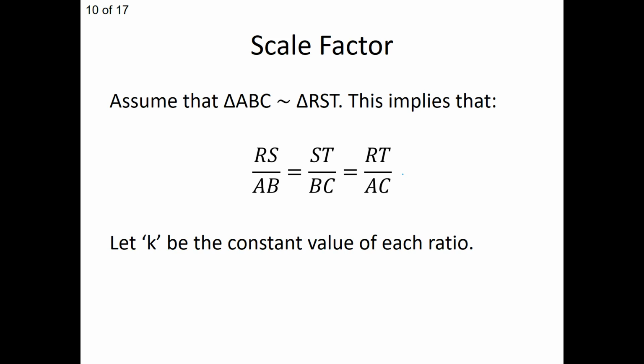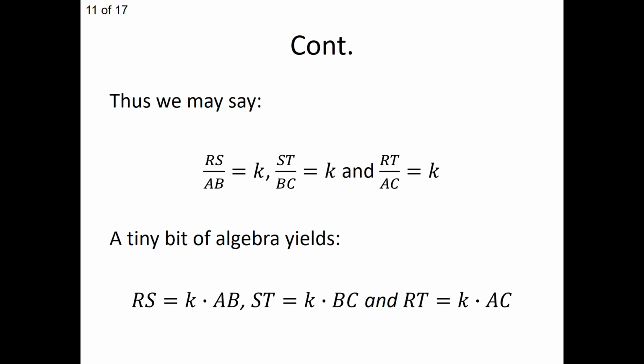So let's let that number equal some sort of variable. Let's call that number K. I'm going to teach you that this K is actually called a scale factor. Let's learn what the scale factor means. If I know that all three of those ratios are equal to the same number K, let's set them all individually equal to K. So I know that RS over AB equals K, ST over BC equals K, and RT over AC equals K.